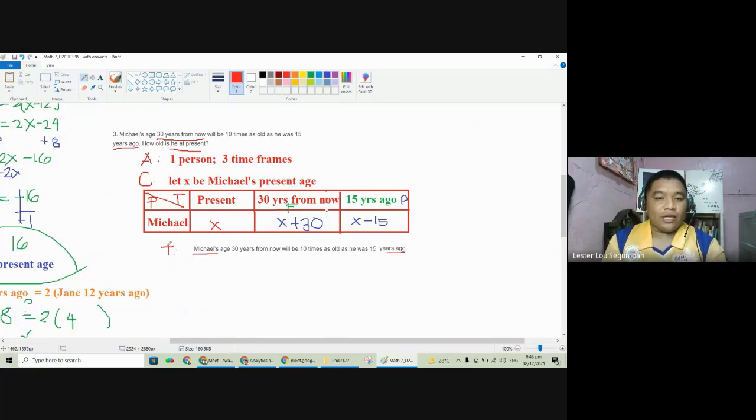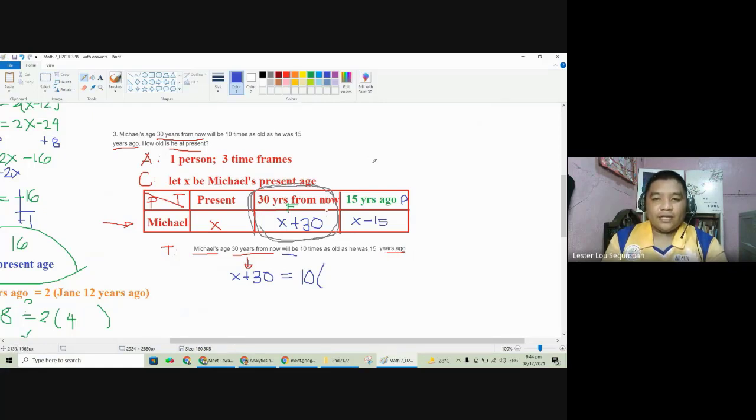Michael's age. So we're talking about Michael, no other persons, very clear to that. 30 years from now. What is Michael's age 30 years from now? Look at the column for the future. And Michael's age 30 years from now specifically is X plus 30. That's it. Will be stands for equality. Don't worry about the was here because it's for the next statement. Okay. Will be 10 times. So that's 10 times as old as he was 15 years ago.